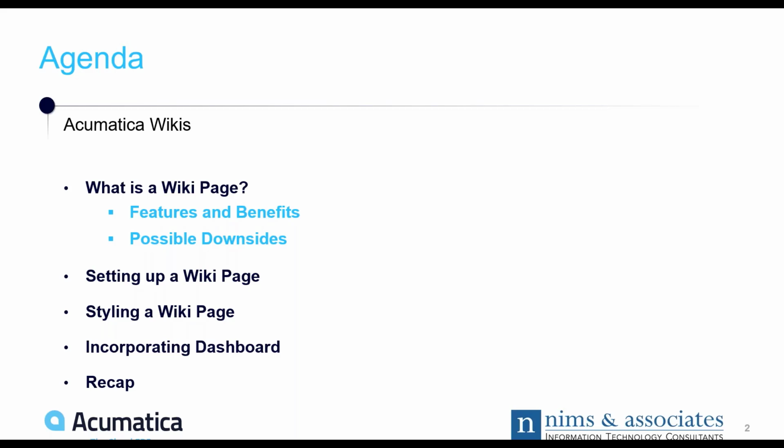So before we start our tutorial today, I'd like to go over a quick agenda on what we're going to cover today. We'll first start off by talking about what is a wiki page. We'll go into the features and benefits and possible downsides. Then we'll set up a wiki page, and then we'll go into that wiki page, give it some styling, and we'll wrap up with incorporating it into a dashboard, and then we'll go over a brief recap of what we've learned today.